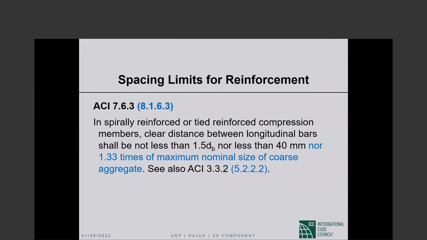In spirally reinforced or tied reinforced compression members, clear distance between longitudinal bars shall not be less than 1.5 bar diameter, nor less than 40 millimeters, nor 1.33 times maximum nominal size of coarse aggregate. So this is in spirally reinforced or tied reinforced compression members. The clear distance between longitudinal bars is larger than we just saw. This is now 1.5 bar diameters, not 1 bar diameter, 40 millimeters rather than 25 millimeters, but that has not changed. 1 1/3 times the maximum nominal aggregate size.